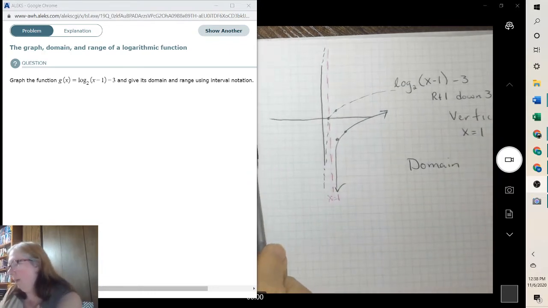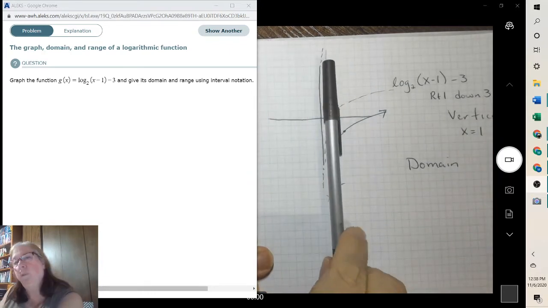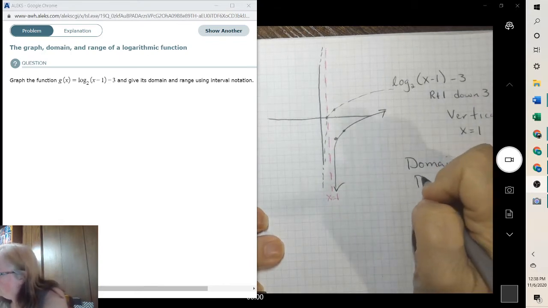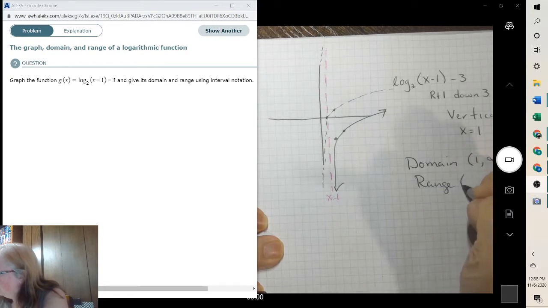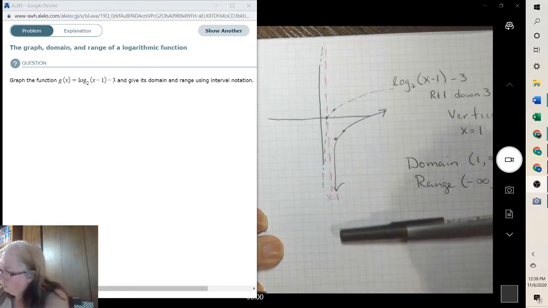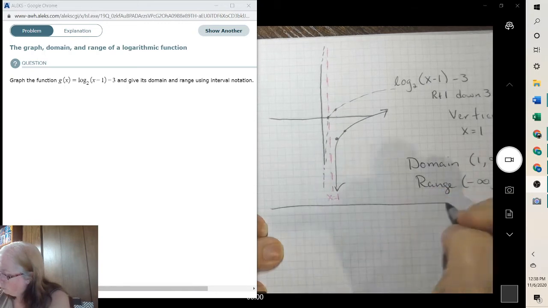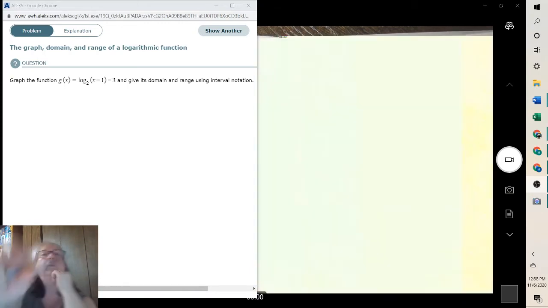Domain, we don't have any values until we reach 1, and it's 1 to infinity. The range is all real numbers because it's doing all of these, and then this is slowly going up, but it's going to keep going up. So it's all real numbers. Let's try another one.